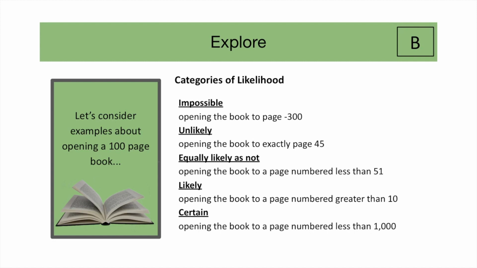So for impossible, you would tell them, okay, it's impossible to open a 100-page book to negative 300. It's unlikely to open a 100-page book to exactly page 45. It's equally likely as not opening a 100-page book to a page numbered less than 51. It's likely to open a 100-page book to a page numbered greater than 10. And you are certain to open a 100-page book to a page numbered less than 1,000.